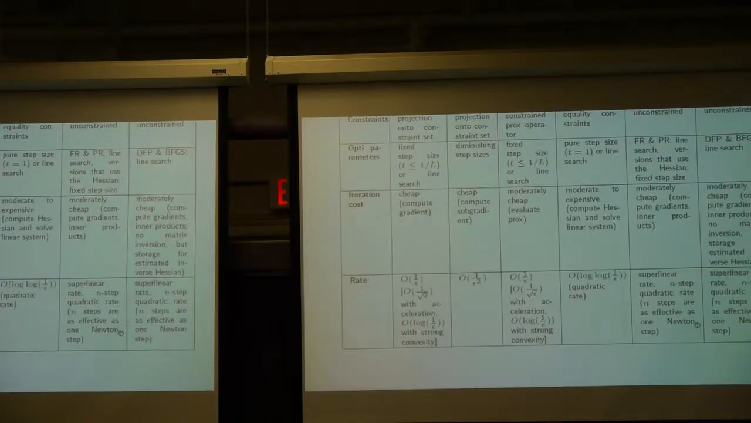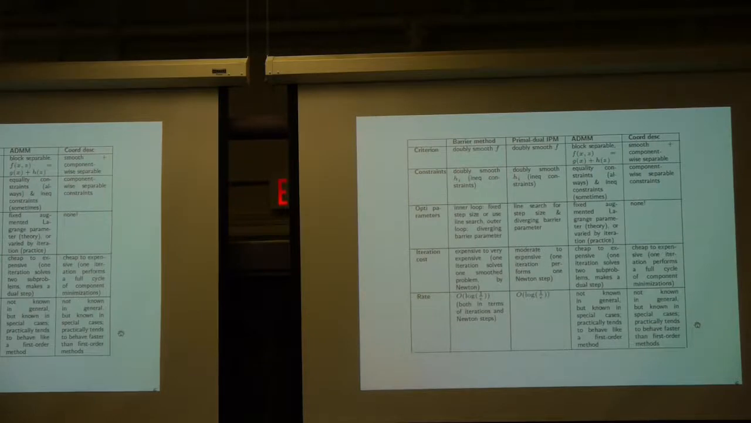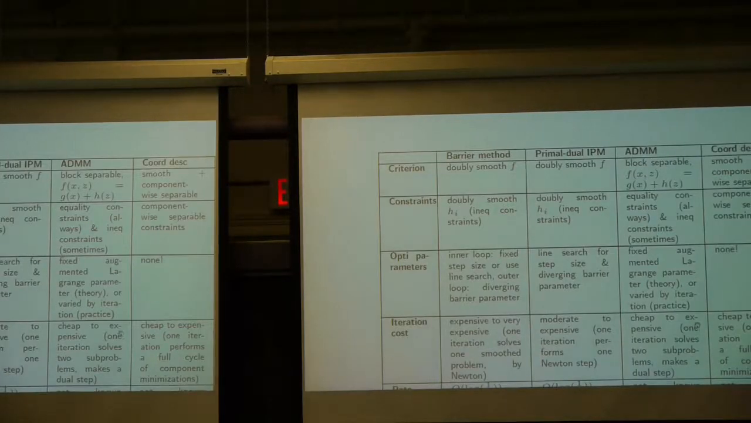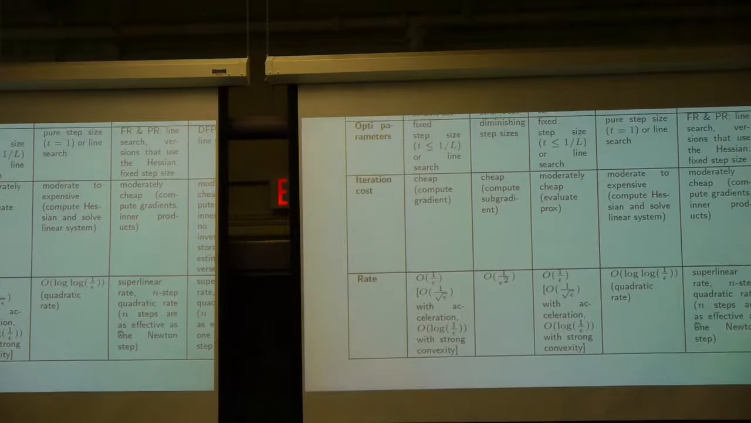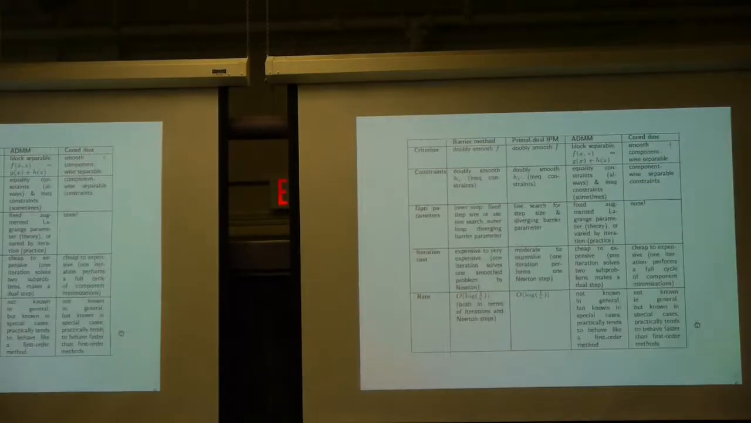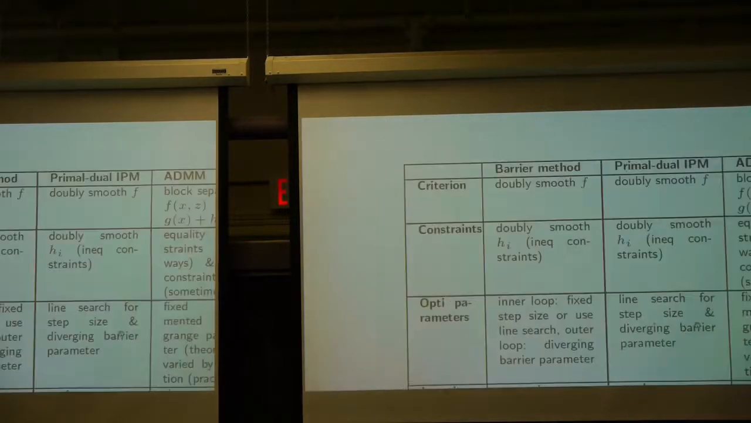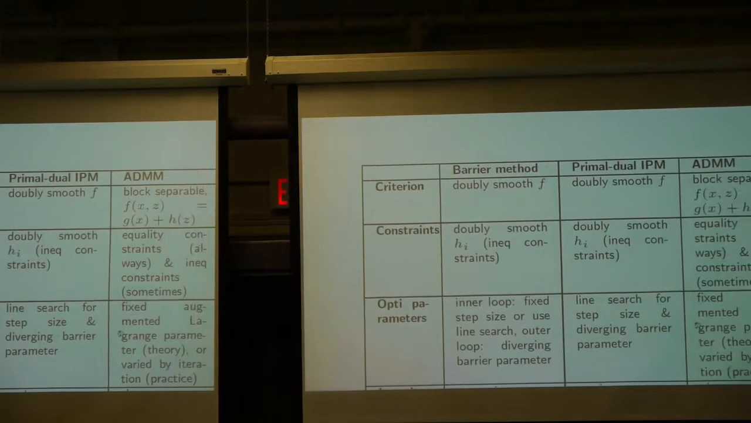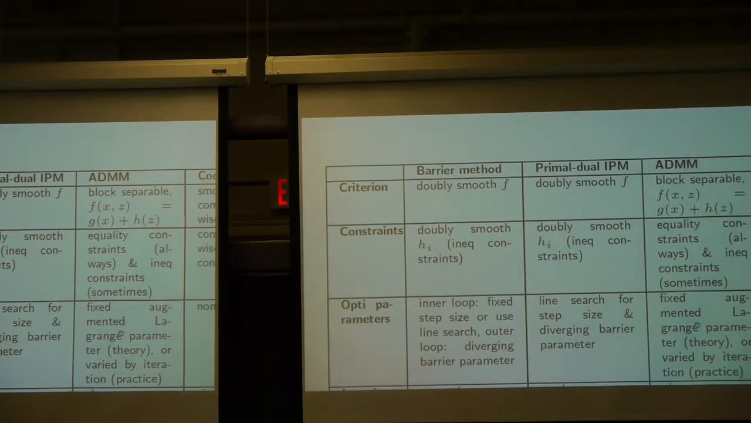OK, so then here are the newcomers. We'll really only go through the first two columns, because the last two, you don't know what these are yet. So for barrier method and primal dual interior point method, these are the two interior point methods that we learned. We assume that the function is doubly smooth, just like Newton's method. Essentially, you can think of these as allowing us to apply Newton's method with an arbitrary constraint set. There are two different ways to do this. They approach the problem in slightly different ways.